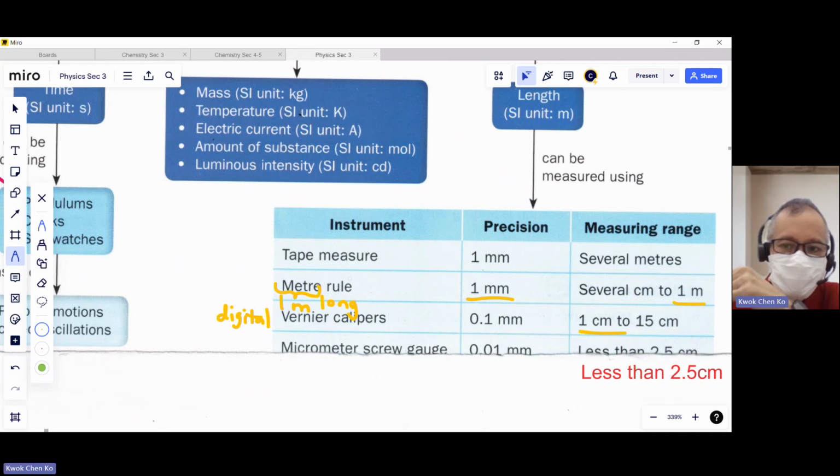This is the range. 1 cm, it can't measure too small, otherwise the accuracy is no longer there. An object 1 cm all the way to 15 cm. This is a very typical range for vernier calipers. And precision is 0.1 mm. So it's more precise, but at the same time, the range is smaller.